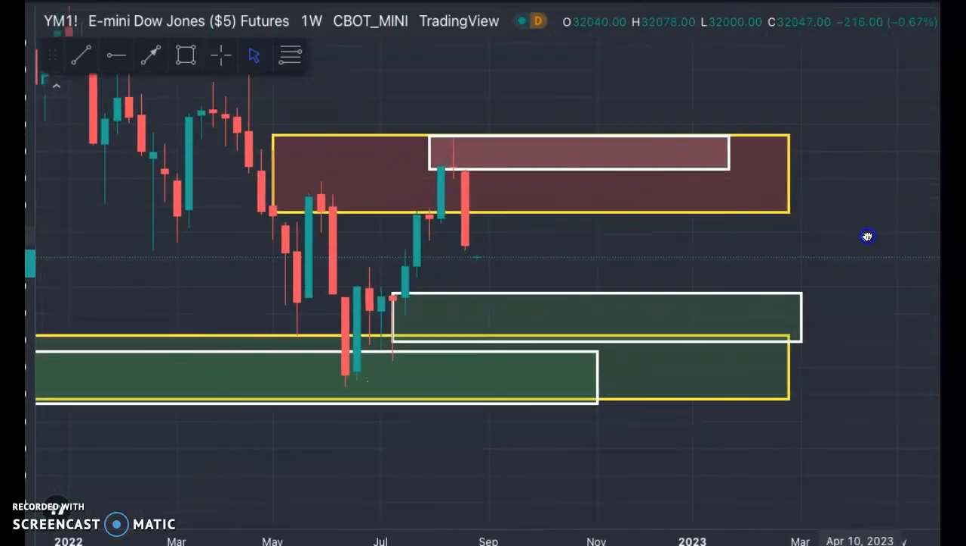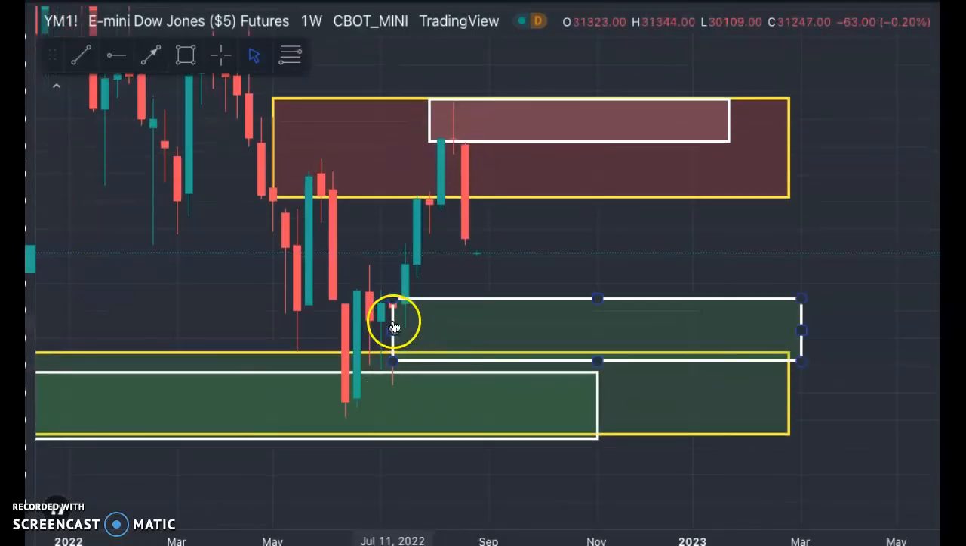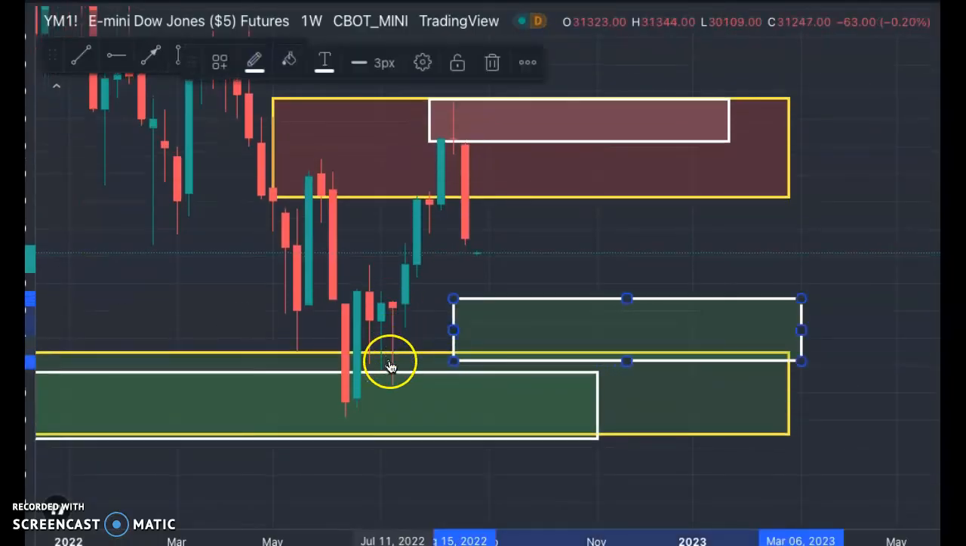And the reason why I like that zone is because of this pin right here. Let me move this a little bit. You see this little pin right here? This is called a hammer. This hammer was formed in a triple zone. And I'm going to show you why it's a triple zone once I chart the daily zone.